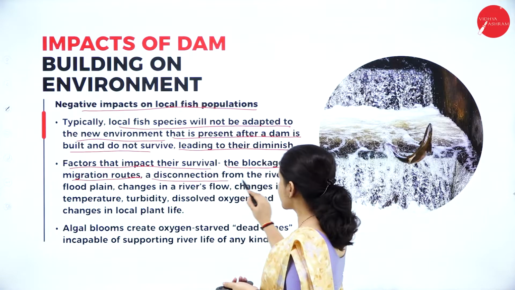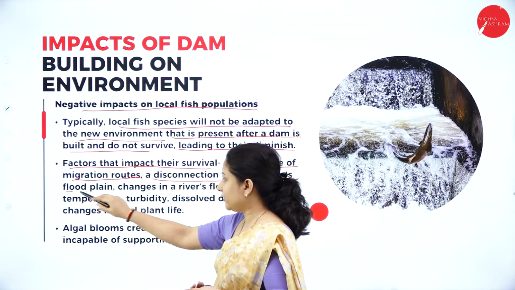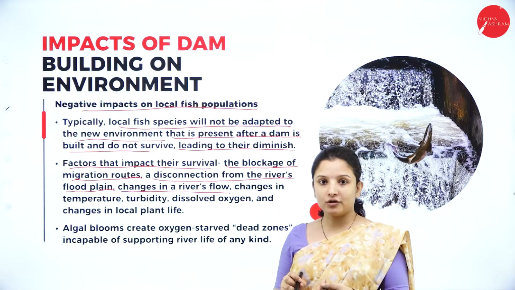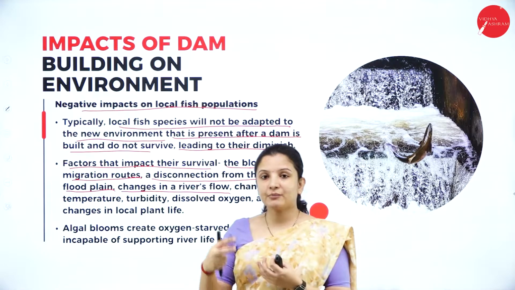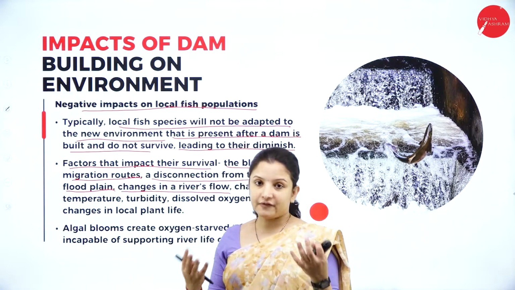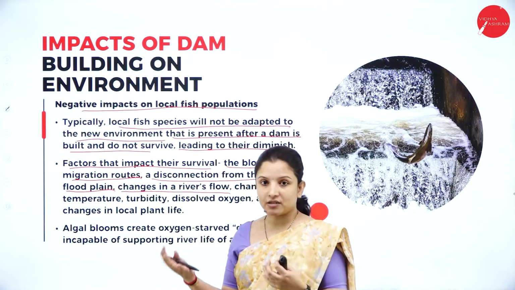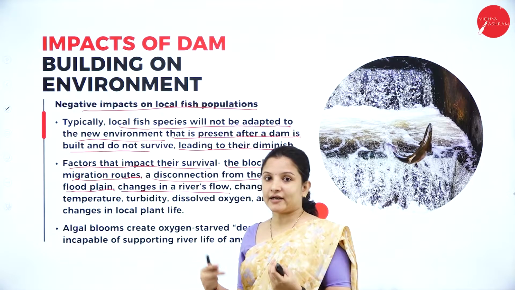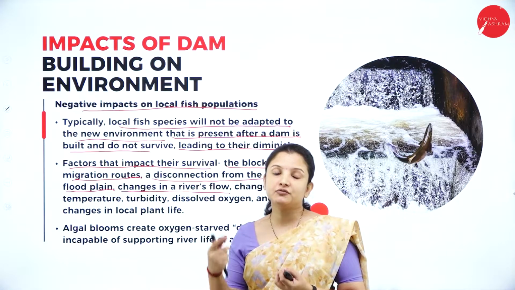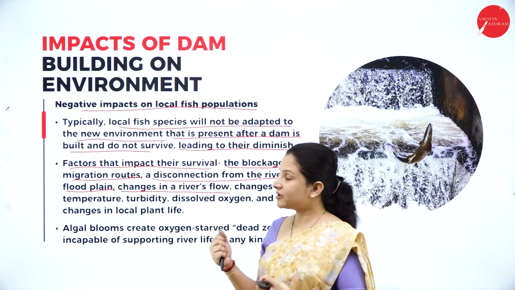And a disconnection from the river's floodplain will occur, and changes in the river flow will also occur. Construction of the dam can always change the flow of river because of landslides or because of various other reasons, because of flooding and all that. So when the course of the river gets changed, these local fishes will not be able to adapt to that very well.